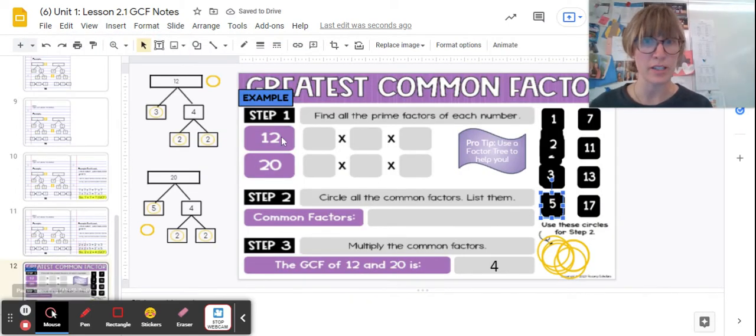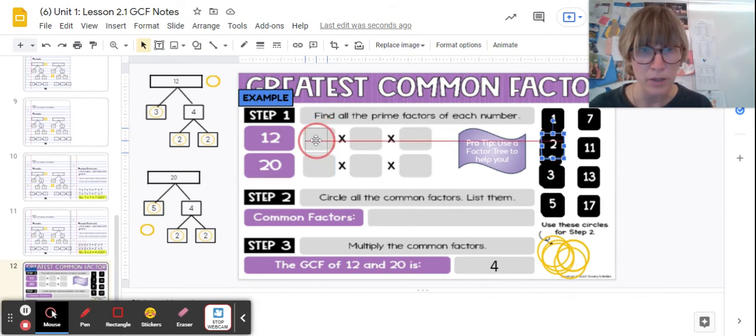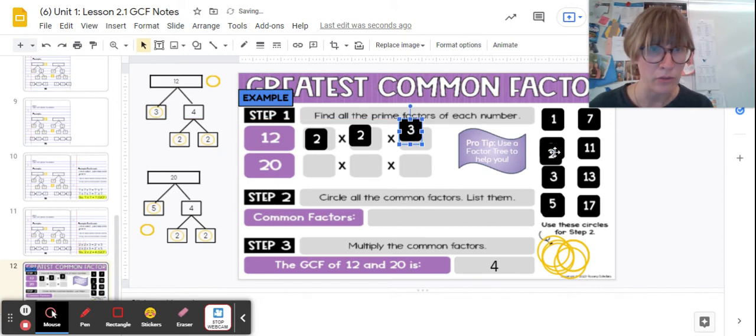So as you practice, you're going to see that you have this sort of setup for you, right? If you work on the slides or you work on the paper, it's going to be the same thing. So we have this organization. You're going to find all the prime factors of each number using these trees. I have our trees over to the left side, the same trees we just made. Now it says find all the prime factors, and you're going to list them here. So our prime string for 12 is 2 times 2 times 3, and our prime string for 20 we know is 2 times 2 times 5.